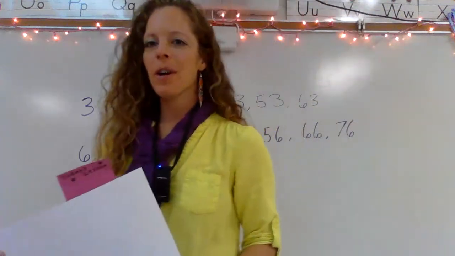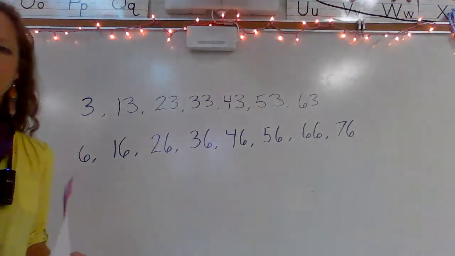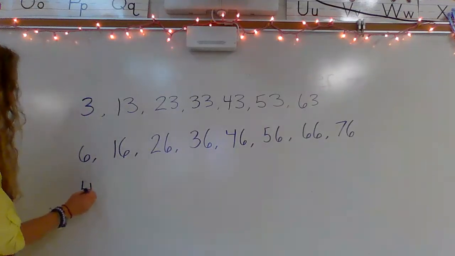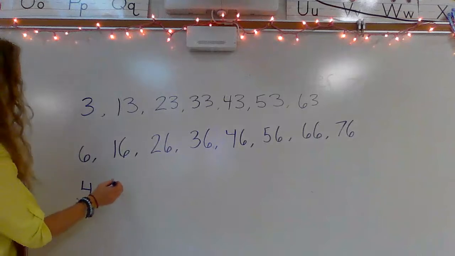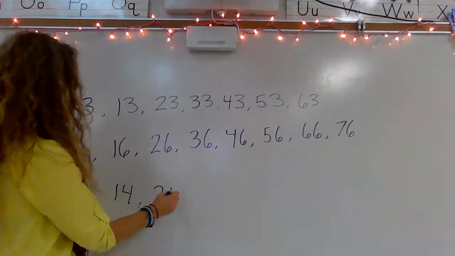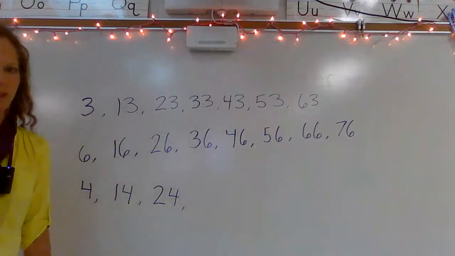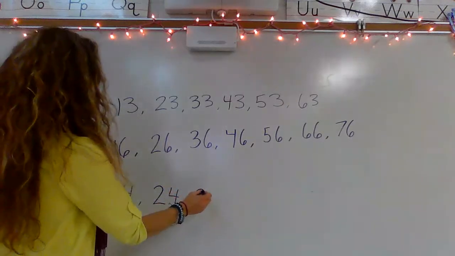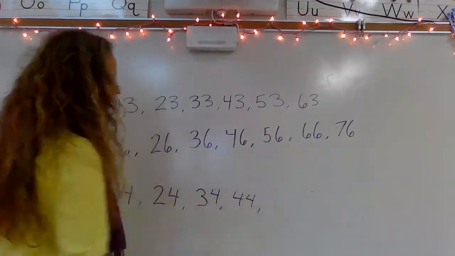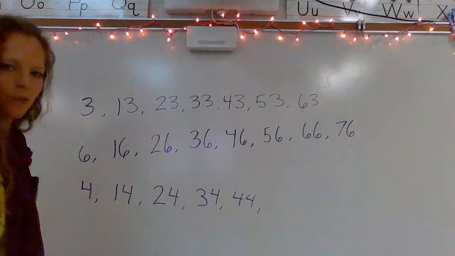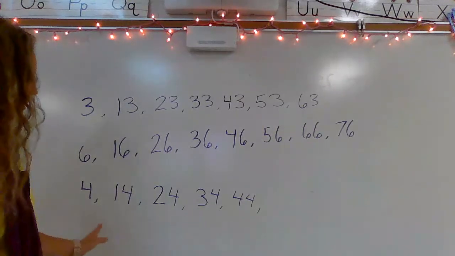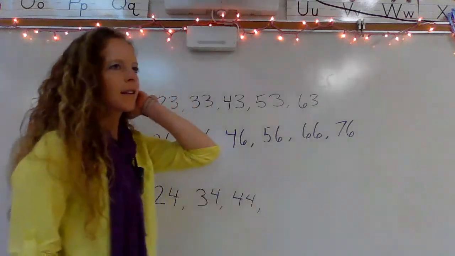Now, let's try another one. 4. All right, let's start at 4. What's 10 more than 4? 14. What comes next? 24. What comes next? 34, 44. How are we going to figure out what comes next? Oh, my line's getting kind of wobbly. Do you see any patterns? How are you going to figure out what comes next?